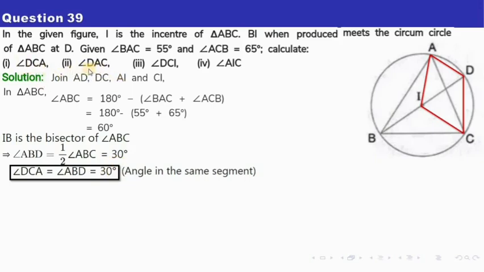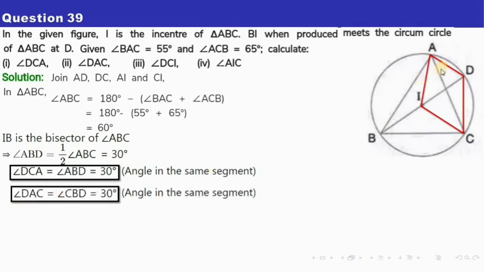Now similarly, let us see what DAC is. DAC is this angle. Now let us see the line CD. In this segment, CD forms two angles, one is CBD, that is this angle, and another is DAC. So this angle and this angle have to be equal. Do we know this? Yes, definitely, because BI is the bisector, so this is also 30. So DAC will be equal to 30 degrees because they are also angles in the same segment. Okay, now next is angle ACI.